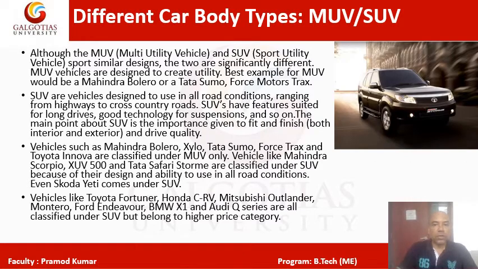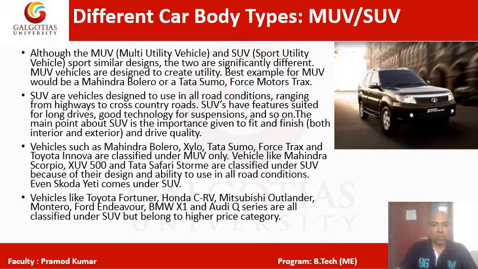So MUV and SUV. Though the MUV, multi-utility vehicle, and SUV, sport utility vehicle, have similarities, the two are significantly different. MUVs are designed for utility, therefore the flexible seating ranges from 7, 8, 9, and 10, and so on. The body is built on a chassis frame and can carry a larger amount of luggage. Generally, there is a compromise on comfort features in an MUV versus an SUV.